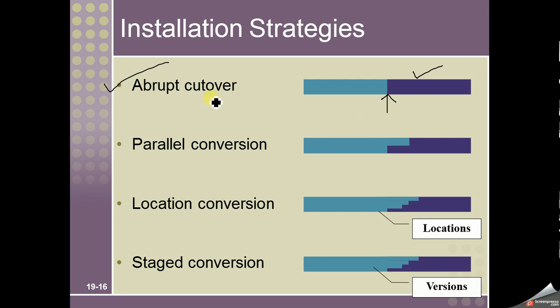So this is a risky strategy. It is not advisable, it is not advised, but we'll use it if we are forced to use it. But everything has some advantages also. The advantage of abrupt cutover is that it is the most economical strategy. The cost of this strategy is minimal. Okay. Why is it economical? When we discuss parallel conversion, it will become clear for you, right? So let's go to parallel conversion.